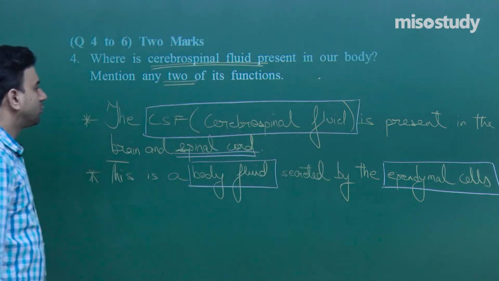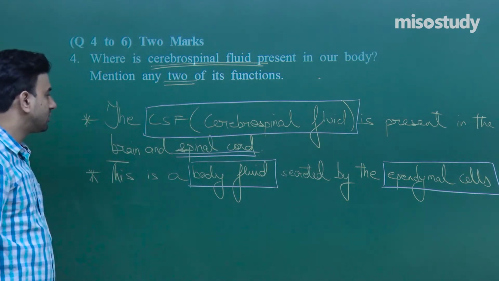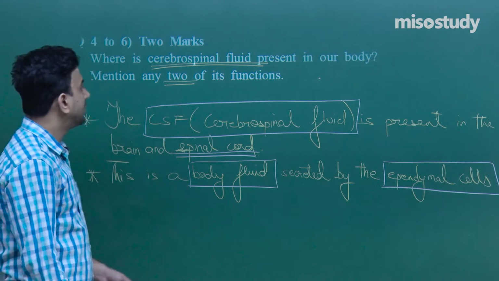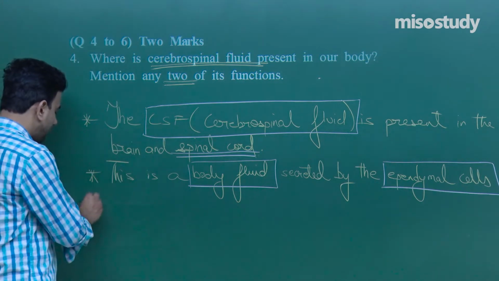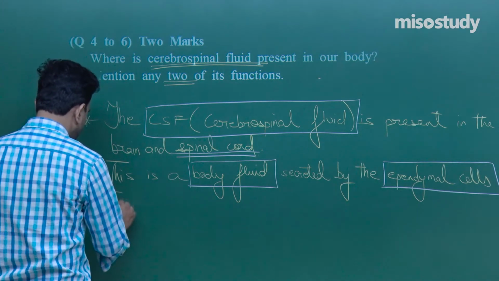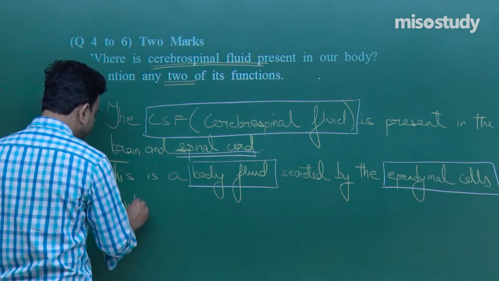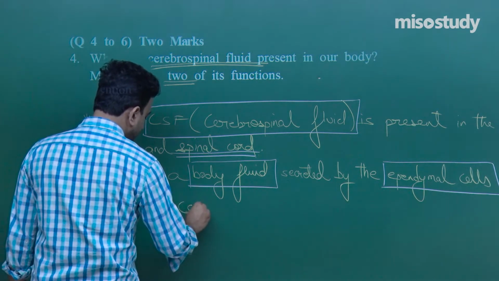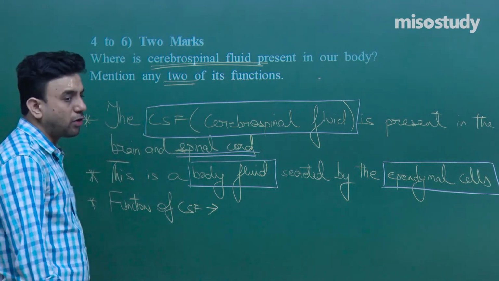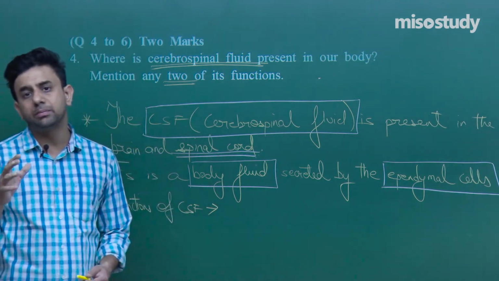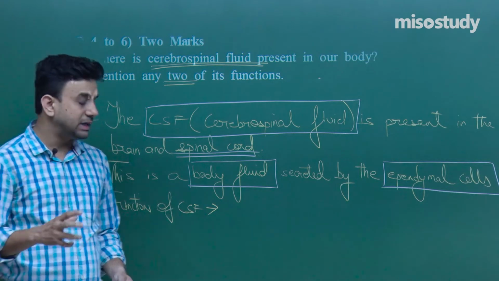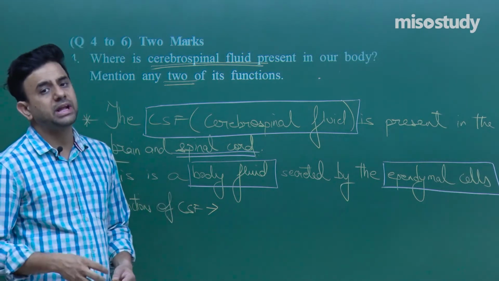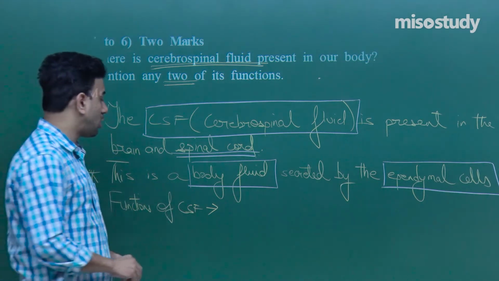The cerebrospinal fluid is present in the brain and spinal cord. This is a body fluid being secreted by the ependymal cells. What are the functions of CSF, cerebrospinal fluid? First of all, since this is a fluid present in the brain and spinal cord, basically, it will protect the brain and spinal cord against the trauma.